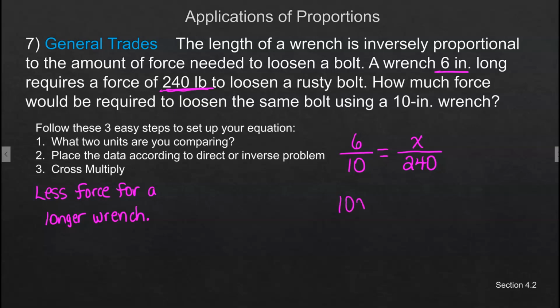So I've got 10x equals 6 times 240, and that is 1440. We're going to divide by 10. It's always nice to divide by 10. And then my x is 144 pounds. Now remember, we decided that we'd need less force for the longer wrench. So for the 10-inch wrench, we need 144 pounds of force. Okay, so I hope that that's helpful and that makes sense.